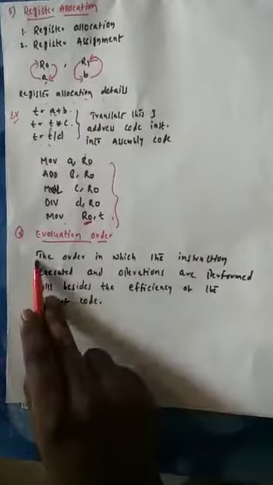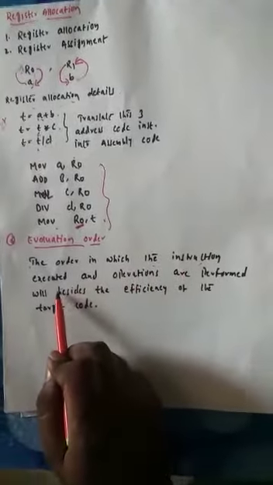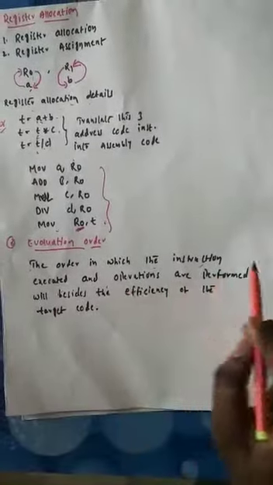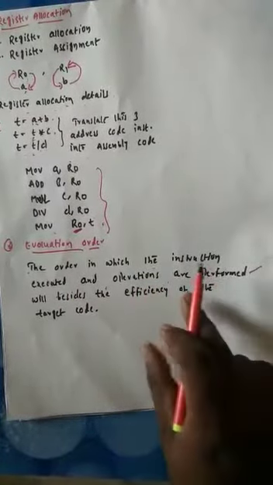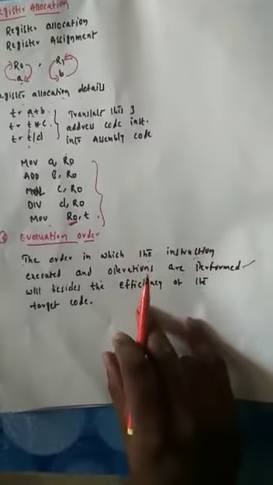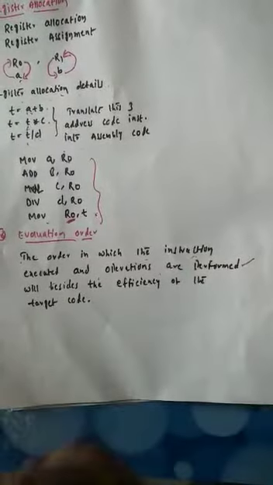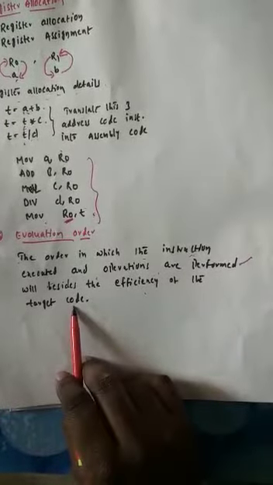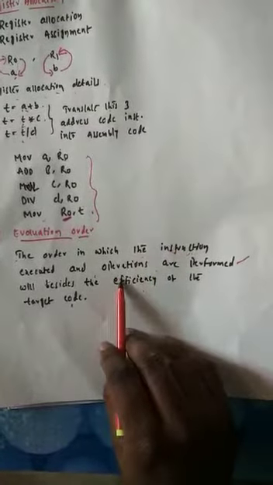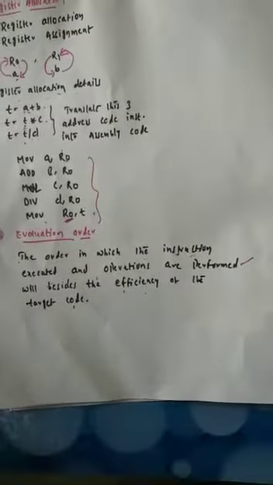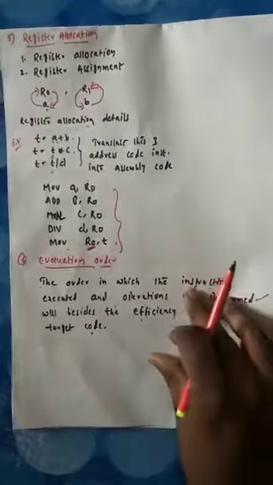And the last one is evaluation order. What is evaluation order? It is the order in which the instructions are executed and operations are performed. How the instructions are executed depends upon the efficiency of the target code. Based upon the efficiency of the target code, the instructions are executed and the operations are performed. So this is code generation. Thank you.